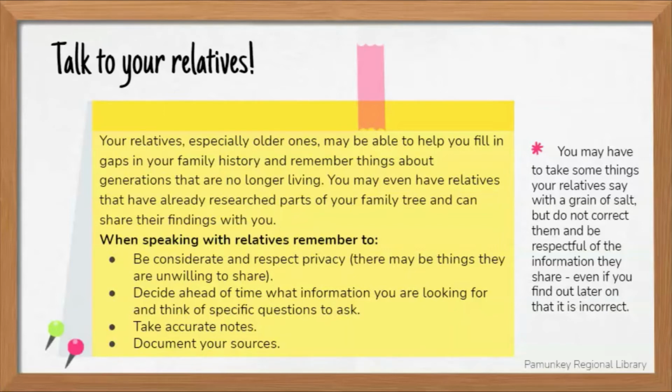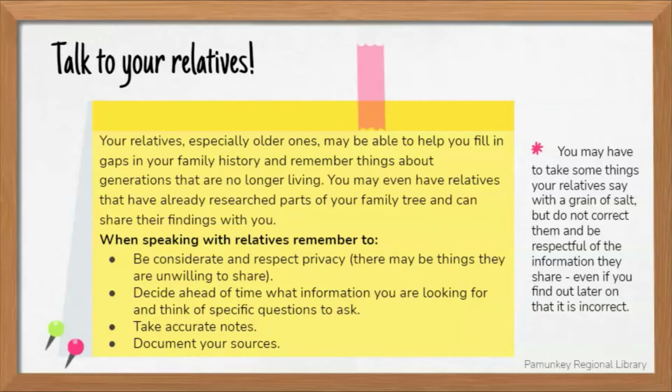So you want to be considerate and respect privacy. There may be things that they are unwilling to share, things they don't want to talk about. Don't push them. You should just be respectful of what they are willing to tell you. Decide ahead of time what information you're looking for and think of specific questions to ask. It's probably easy for conversations like this to get derailed or for facts to get confused within stories and things like that. So make sure you have specific questions and make sure you're taking accurate notes. And then make sure to document your sources. Use those correspondence sheets, use those pedigree charts. Make sure you're documenting everything that you're learning.